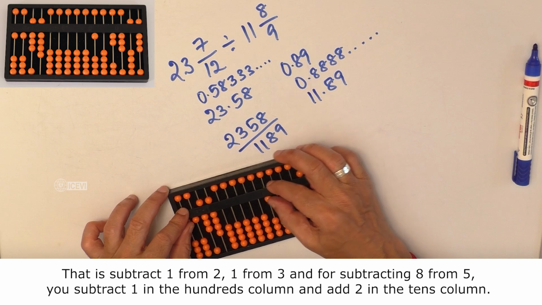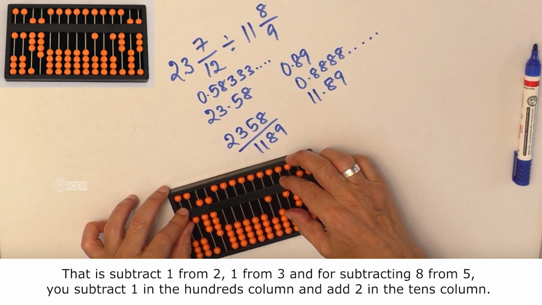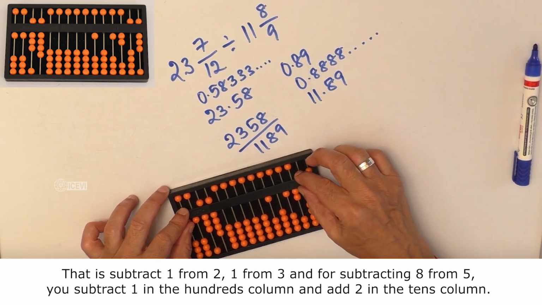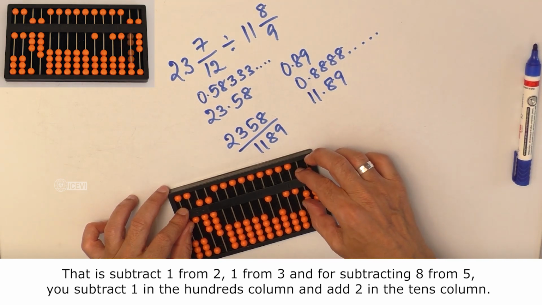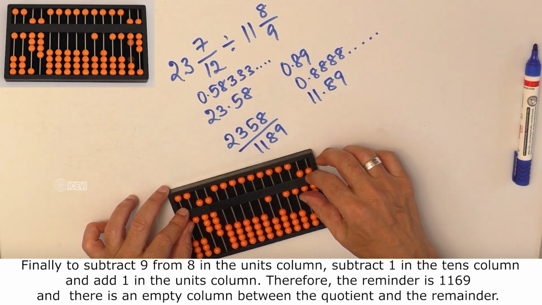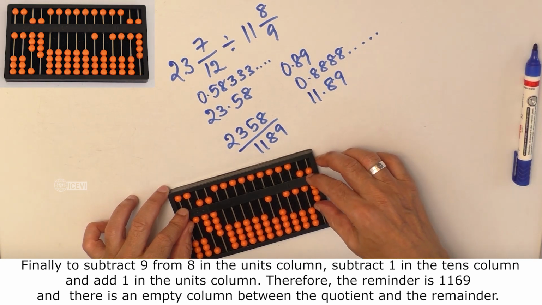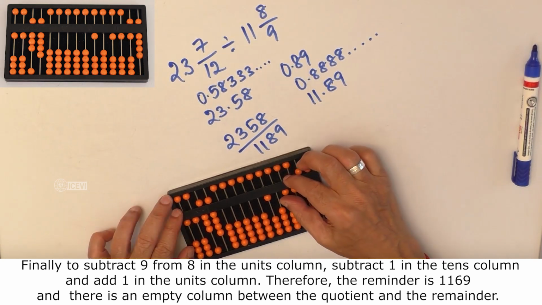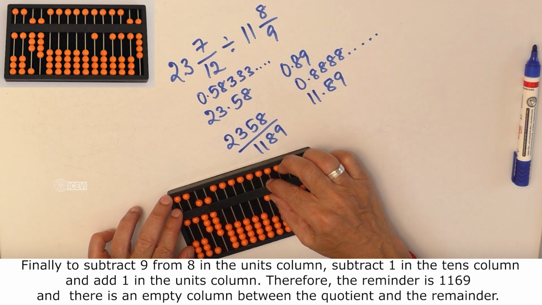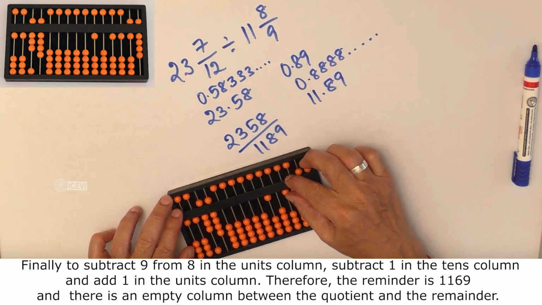2358. That is, subtract 1 from 2, 1 from 3, and for subtracting 8 from 5, you have to subtract 1 in the hundreds column and add 2 in the tens column. Finally, subtract 9 from 8 in the units column. For this, subtract 1 in the tens column and add 1 in the units column. Therefore, the remainder is 1169 and there is an empty column between the quotient and the remainder.